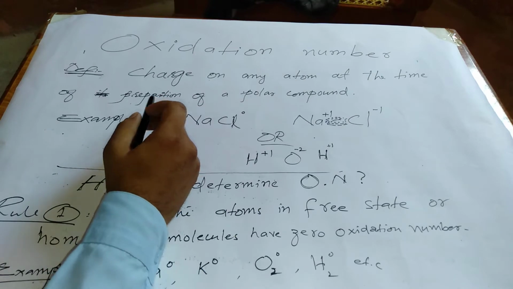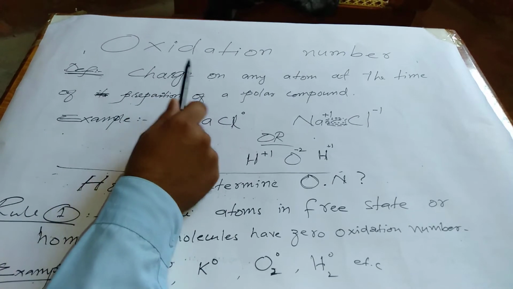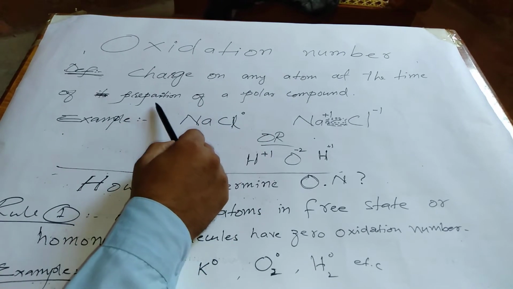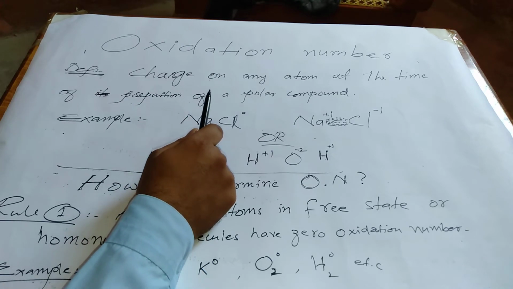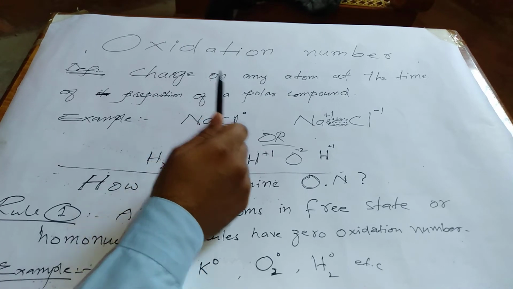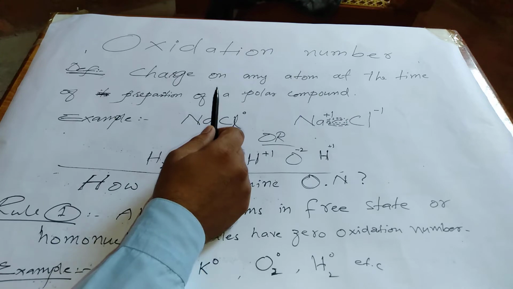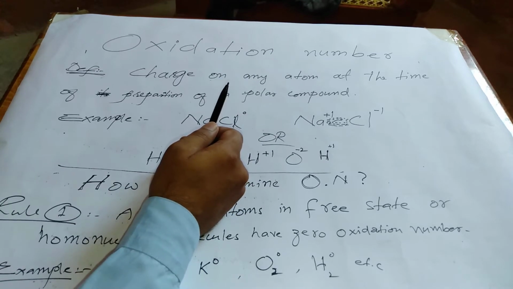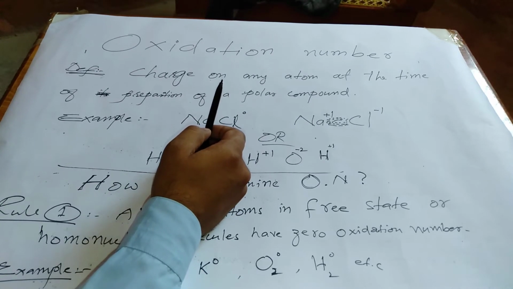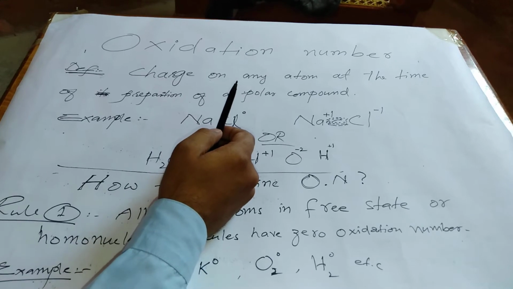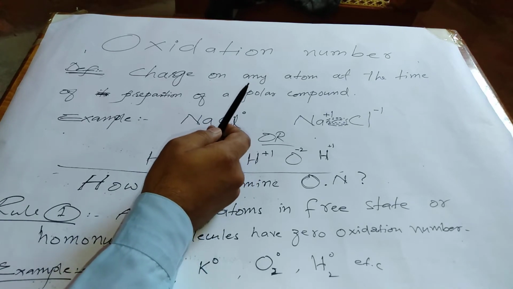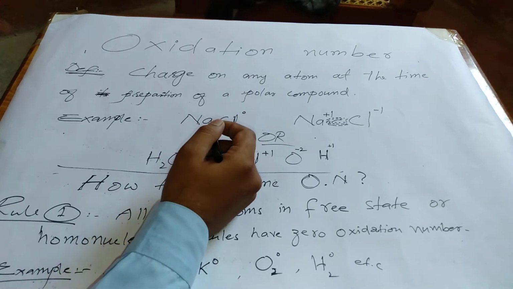Oxidation number is defined as the charge on any atom at the time of preparation of a polar compound. That means when any polar type of compound is formed, then charge appears on the atoms. After the formation of the compound, there is no charge.